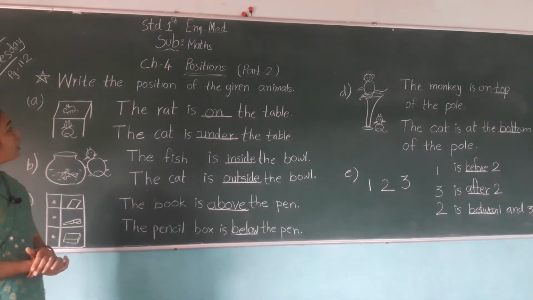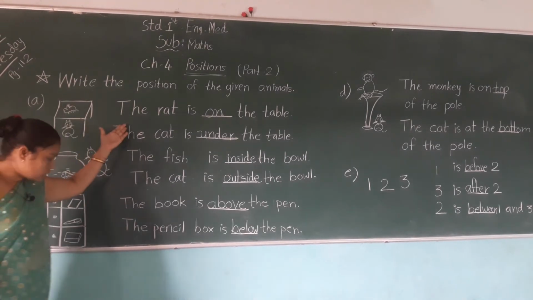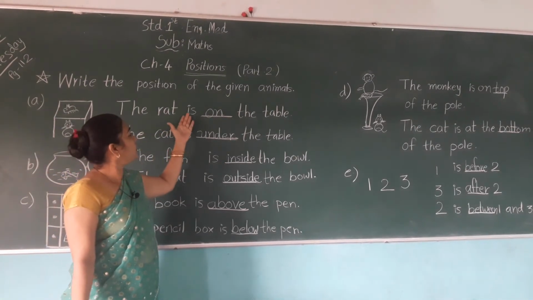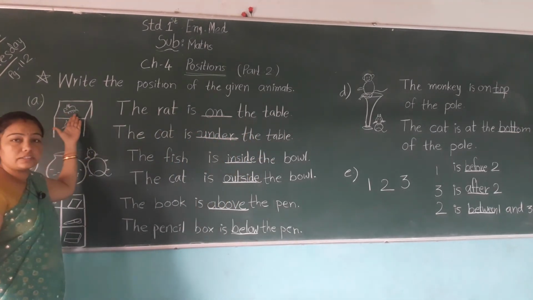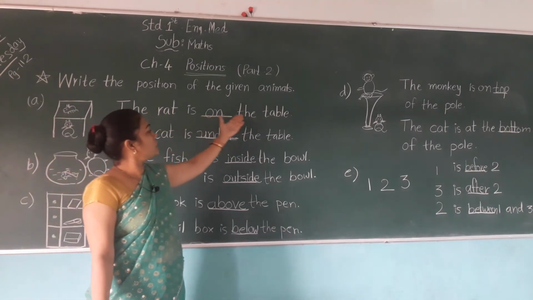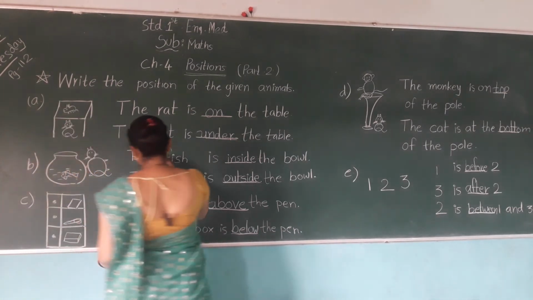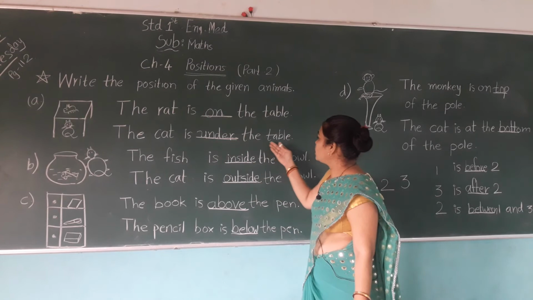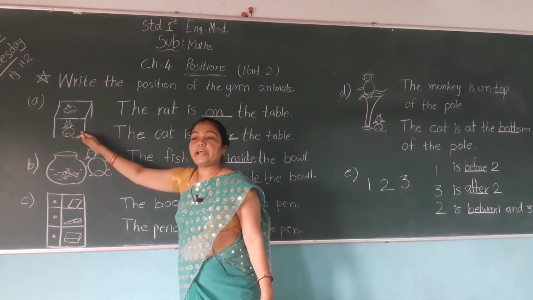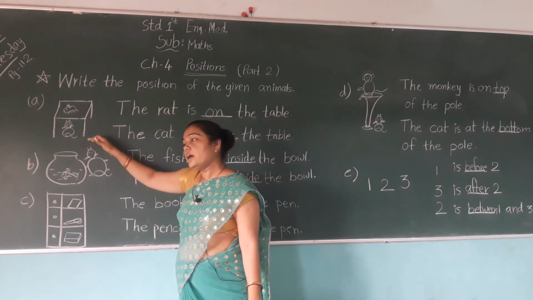Let's repeat these blanks again. First A. The rat is dash the table. Where is the rat? The rat is on the table. The cat is dash the table. Where is the cat? The cat is under the table.